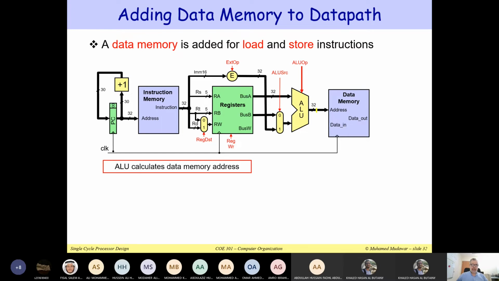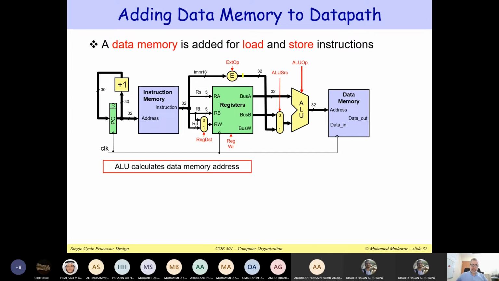We have to calculate the address. Now, we can use the ALU for address calculation. So whenever I have a load or a store, I'm going to use the ALU. So there is no execution here, okay, on the ALU. There is no arithmetic instruction to execute. All we have to do is access the data memory. But we can use the ALU for address calculation.